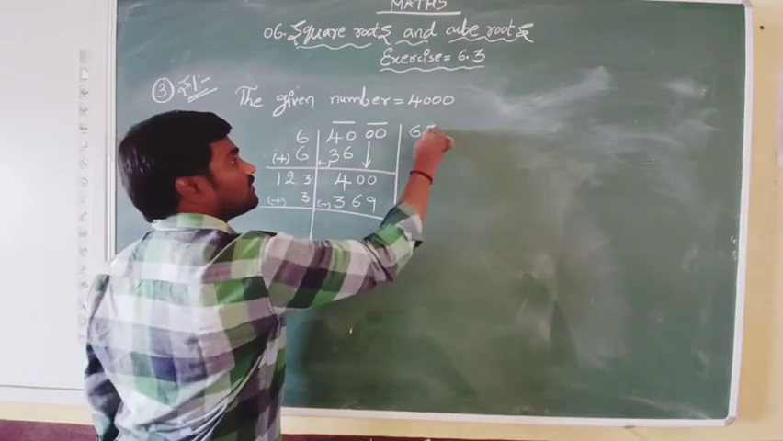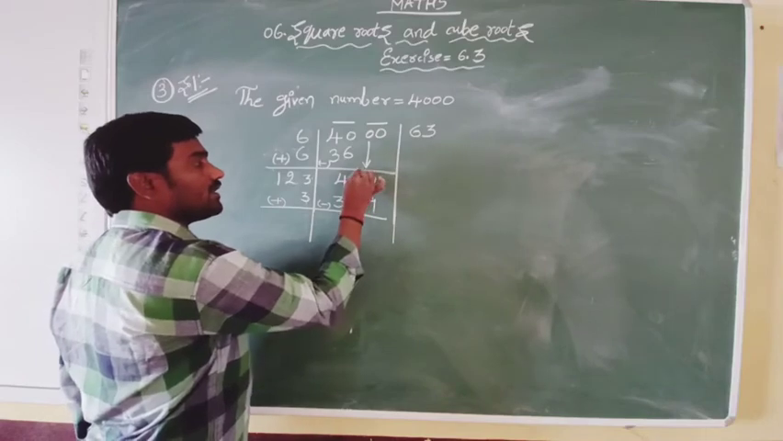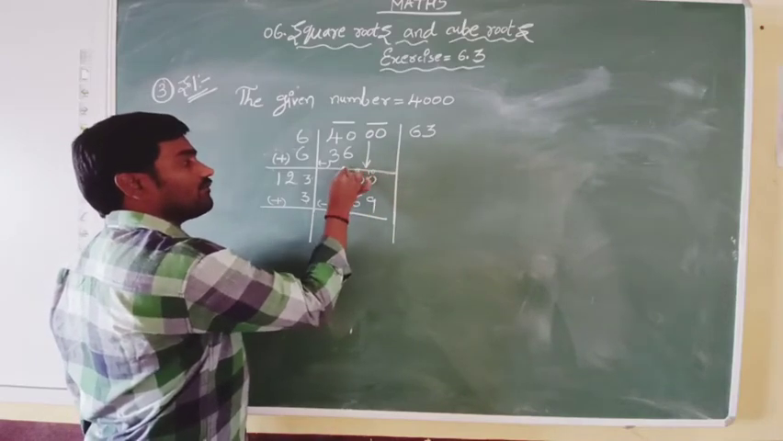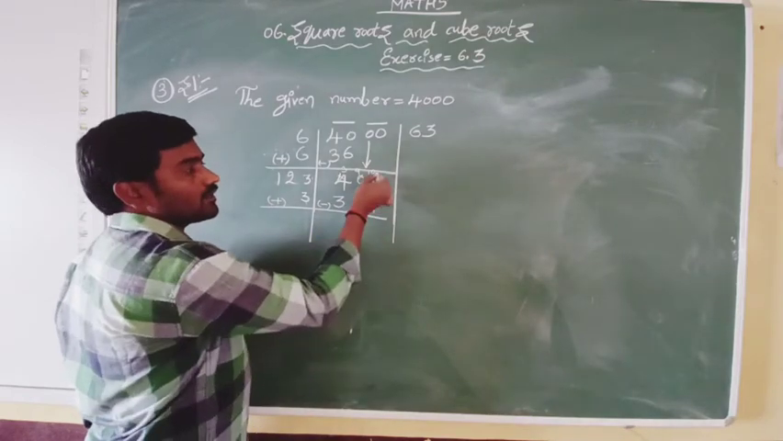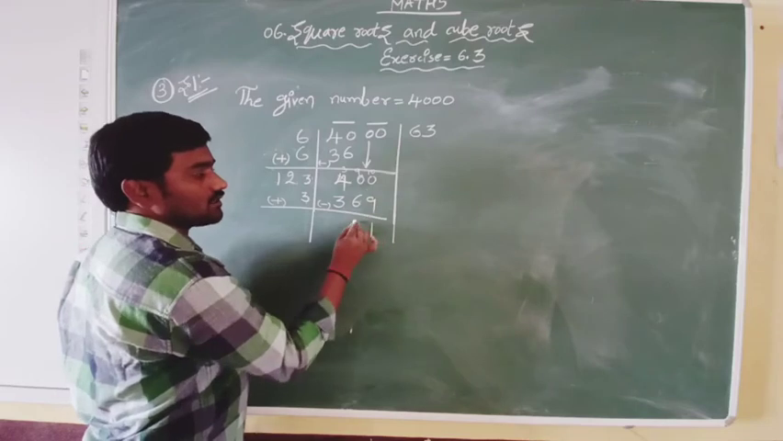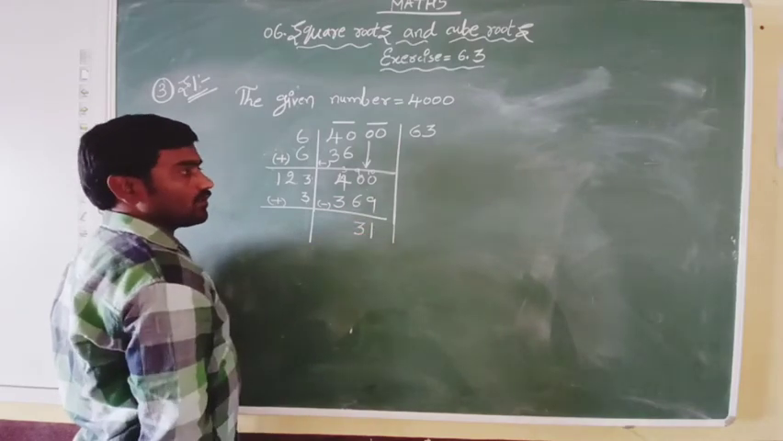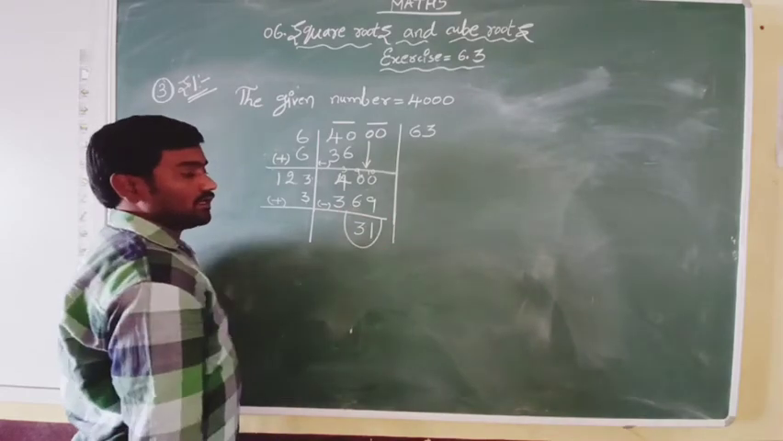So the 3 is the same, we have to write it here. See that what we get here, it becomes a 9 and it becomes a 10. Then it becomes a 3 because we have borrowed one. 10 minus 9 is 1. 9 minus 6 is 3. Here 3 minus 3 is 0. So we got the remainder as 31.